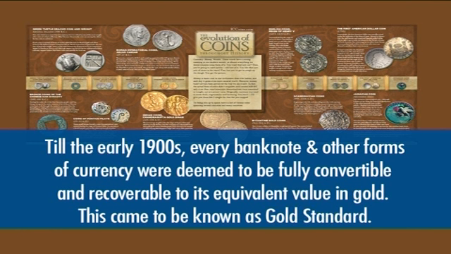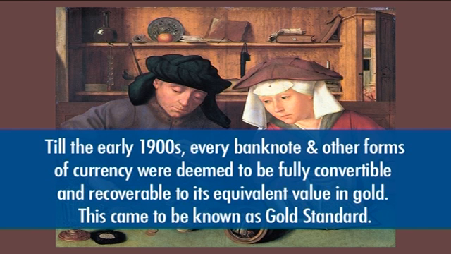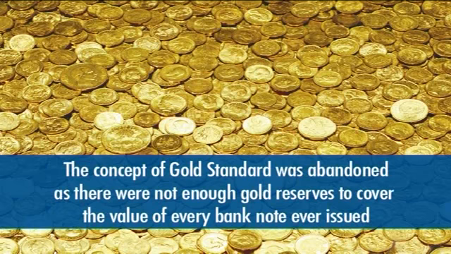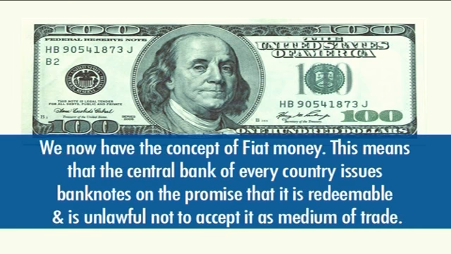This practice carried on till the early 1900s in a manner where every banknote and other form of currency was deemed to be fully convertible and recoverable to its equivalent value in gold. This came to be known as gold standard. But this concept was abandoned, as there are not nearly enough gold reserves to cover the value of every banknote ever issued. Thus, we now have the concept of fiat money.